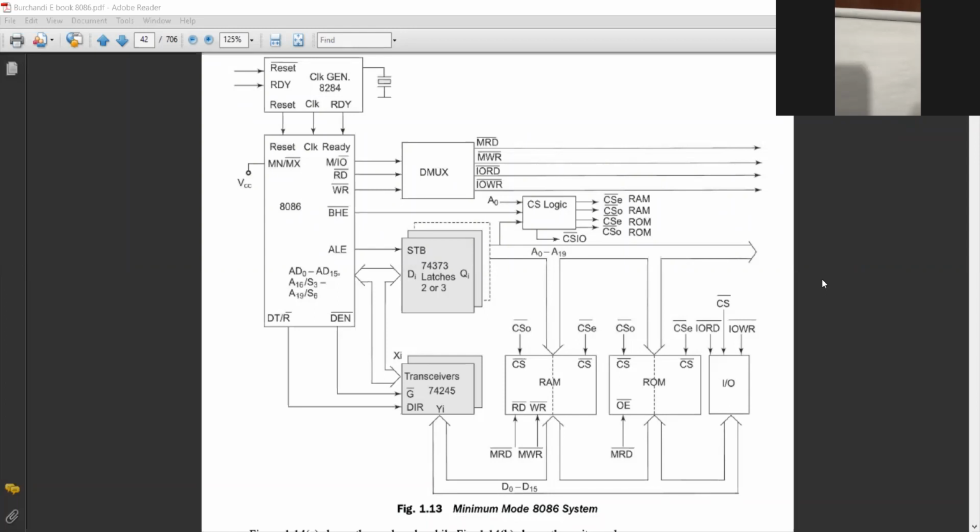Now you see that RAM is divided into two parts. There is a dotted line, and ROM is also divided into two parts. This portion is the odd bank, and this portion is the even bank. That's why CSE is the chip select even bank, and CSO is the chip select odd bank. There are two chip selects, one for the even bank and another for the odd bank. So the total RAM is two parts, one for the odd bank, another for the even bank. The odd bank is connected with CSO, chip select odd, and the even bank with CSE, chip select even.